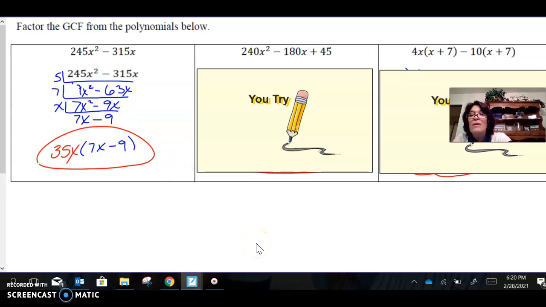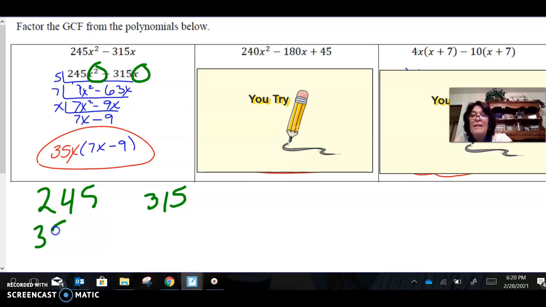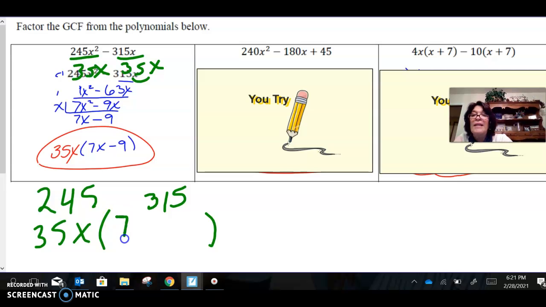That's one way to try it. Or we just take 245 and 315 and figure out that the greatest common factor of that is 35, by our old methods. I knew that the greatest common factor of the variables was just going to be x. So if I take 35x out of each of these, and sometimes I just write 35x underneath it. Do on your calculator 245 divided by 35, you get 7. Do 315 divided by 35, you get 9.